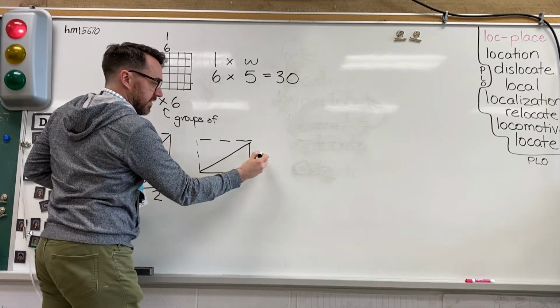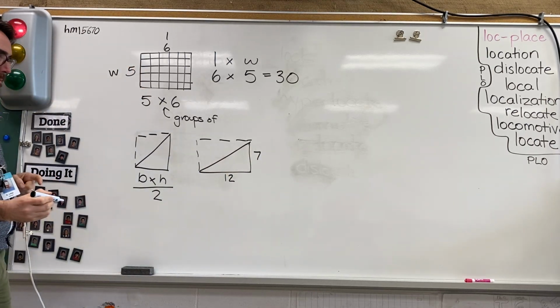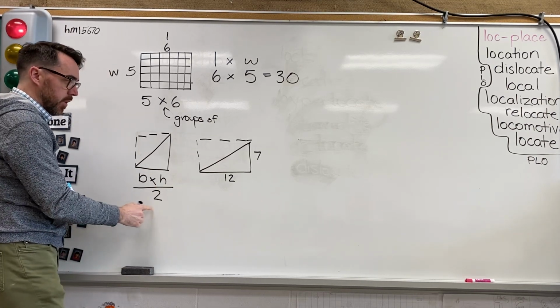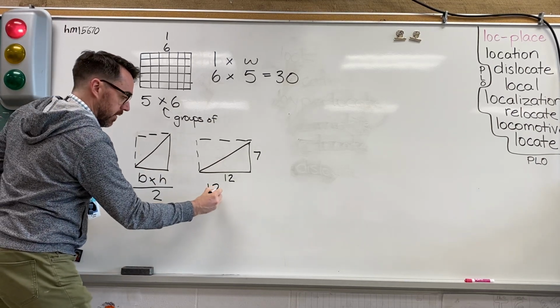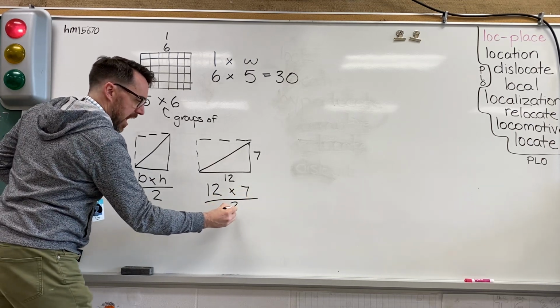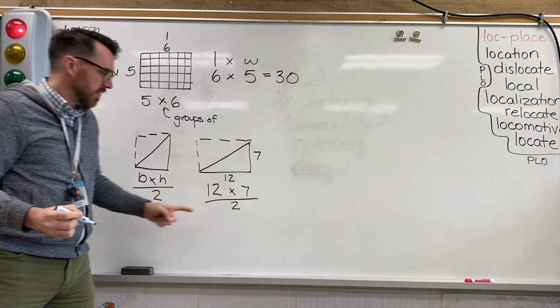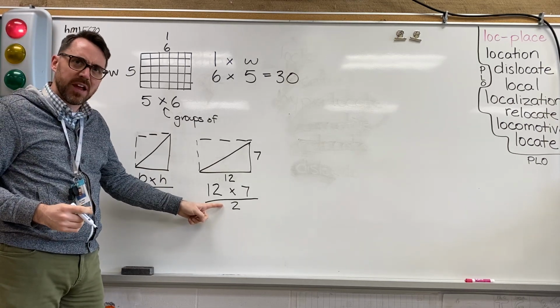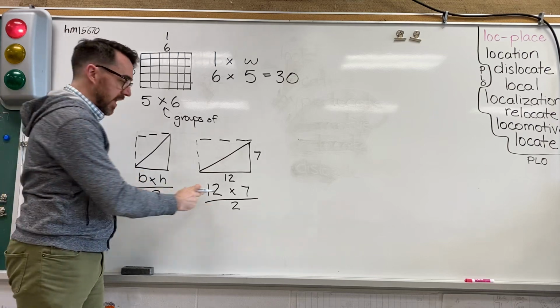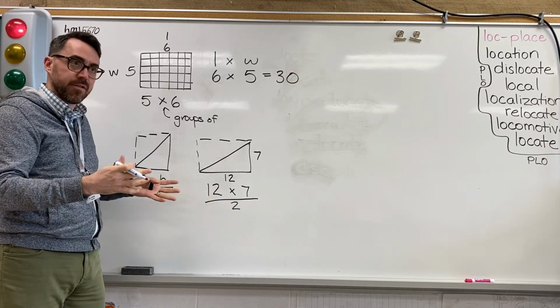So if this is like 7, okay? My formula for a triangle then is base times height divided by 2. So base is 12 times 7. And this little fraction guy there, right? That's a half fraction, right? Like 1/2 is a half. That just means take the answer here and split it in half.